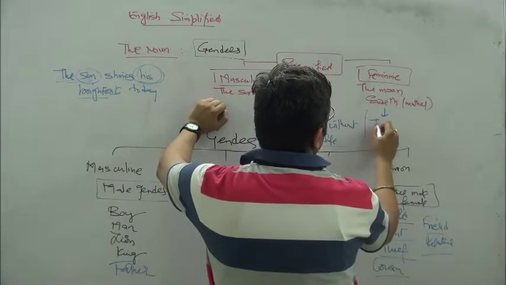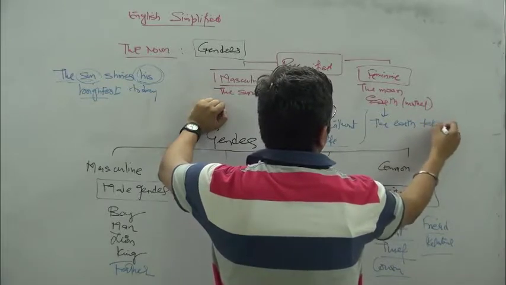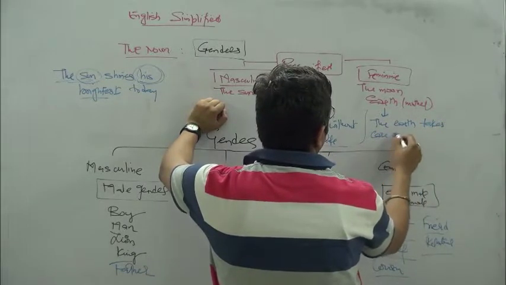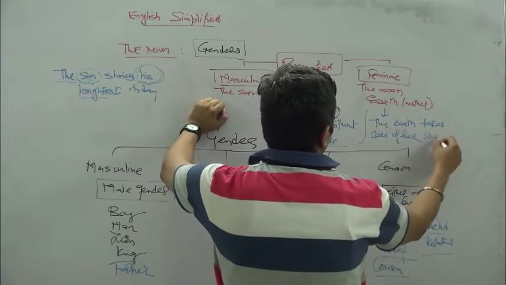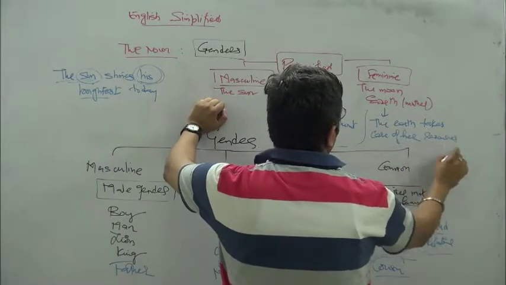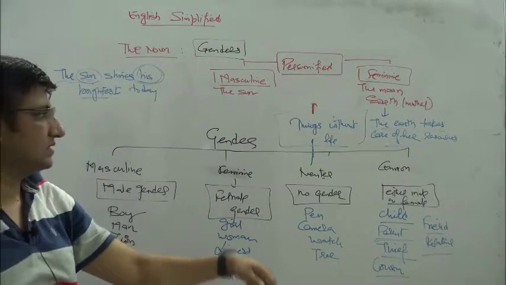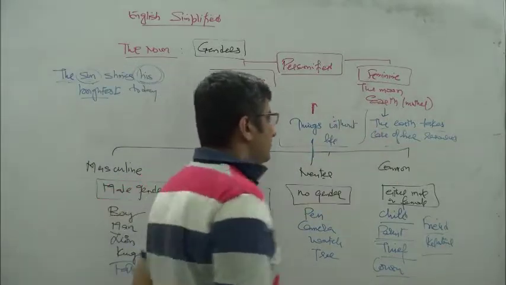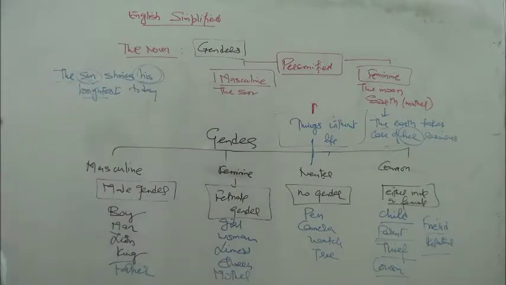And then I say, the earth takes care of her resources, right? Nature takes care of her resources. The earth takes care of resources. So "her" is a representation of the feminine part of it. Okay? So this is something about the noun gender here.